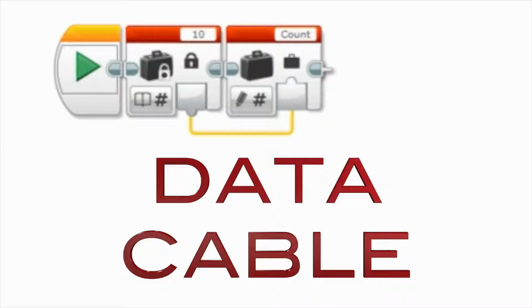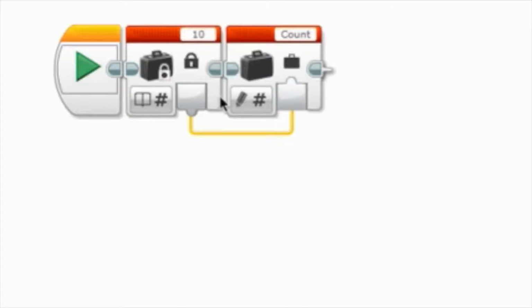From the constant block. If you hover over this tab on the constant block, you will see that your mouse has turned into a spool of wire. You can now click and drag your wire between these two blocks and connect them. This is called a data cable. It feeds data out of the constant and into the variable.